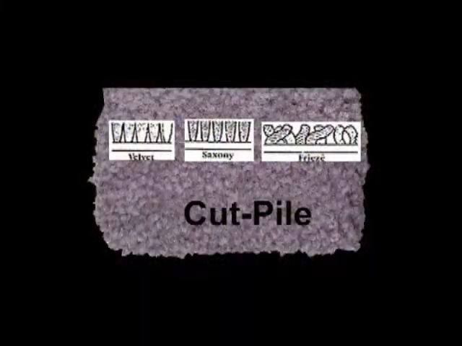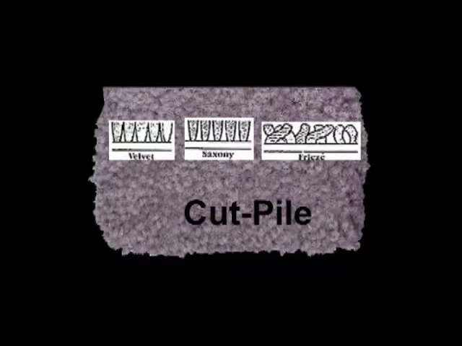Within the cut pile category, we have velvet, Saxony, and Frieze. The one that you'll see usually is a Saxony. What is velvet? Velvet is not twisted. It's real plush. It's the kind where when you walk on it, you see every footstep. That's what that is. It's for show.